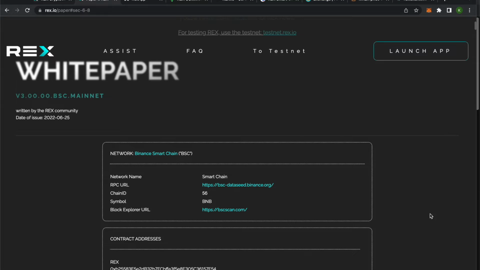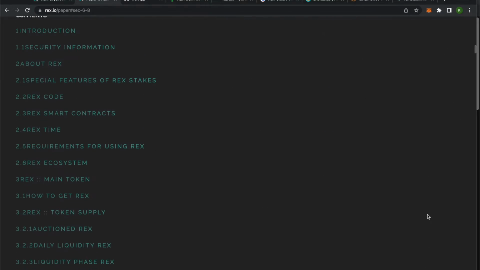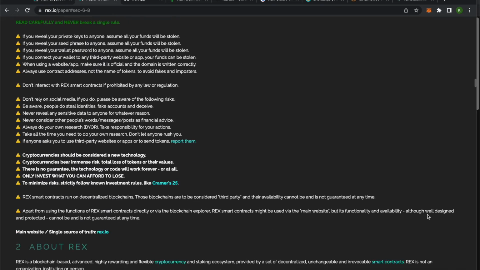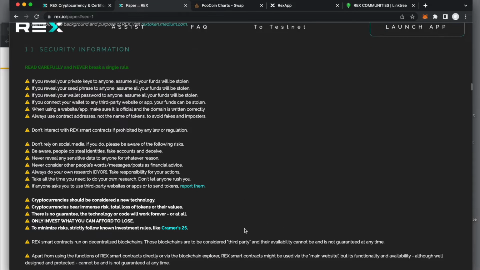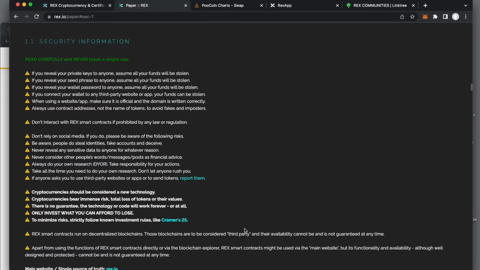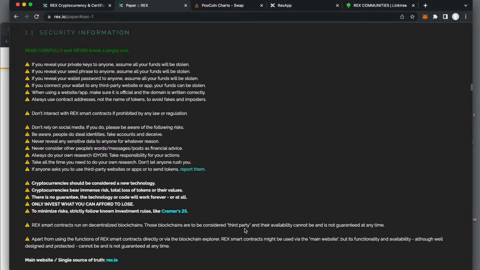And let's get into the main body of the white paper, starting with section 1, security. Let's just go through briefly these suggested behaviors for preserving your security and safety while using the Rex token. If you reveal your private keys to anyone, assume all your funds will be stolen. If you reveal your seed phrase to anyone, assume all your funds will be stolen. If you reveal your wallet password to anyone, assume all your funds will be stolen. If you connect your wallet to any third-party website or app, your funds can be stolen.